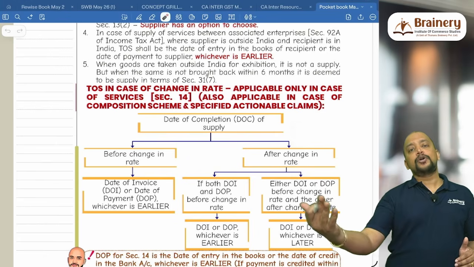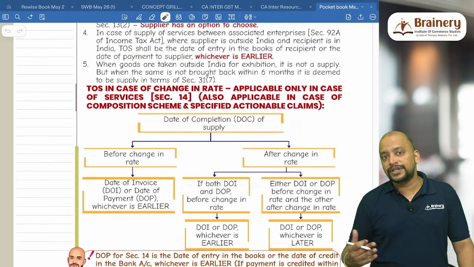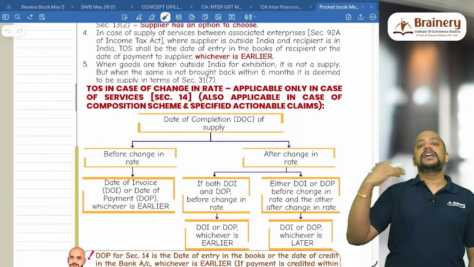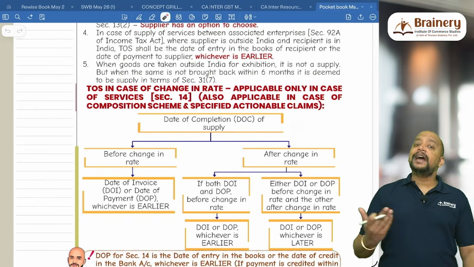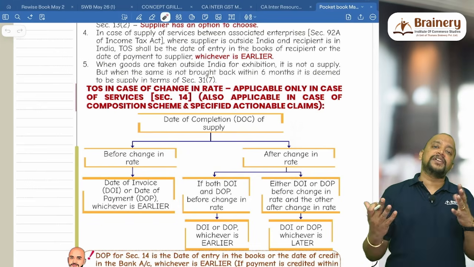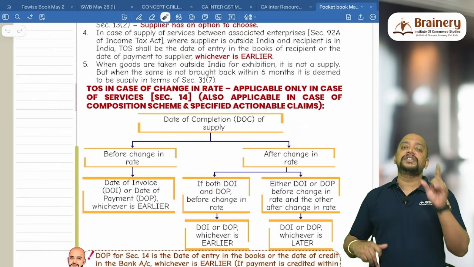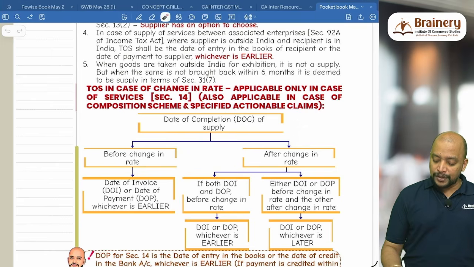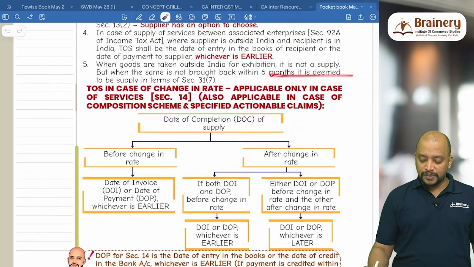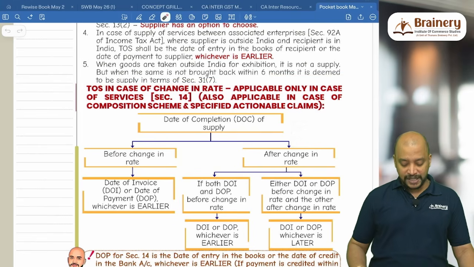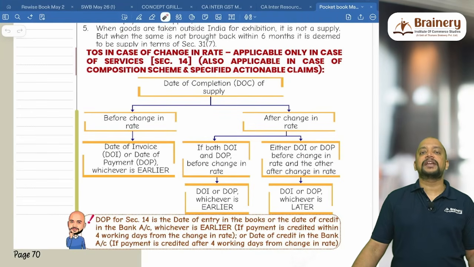If the goods are not brought back within 6 months from the date we send them for exhibition, they are deemed to have been sold there and we need to raise the invoice in the name of the exhibition where we have taken the goods, and accordingly pay the applicable GST. It will also qualify for zero rated supply and we can claim the refund. But if you are claiming the refund, we should be careful because we need to realize the proceeds within the time limit under FEMA. So when goods are taken outside India for exhibition, it is not a supply, but when not brought back within 6 months, it is deemed to be supply as per 31 subsection 7.